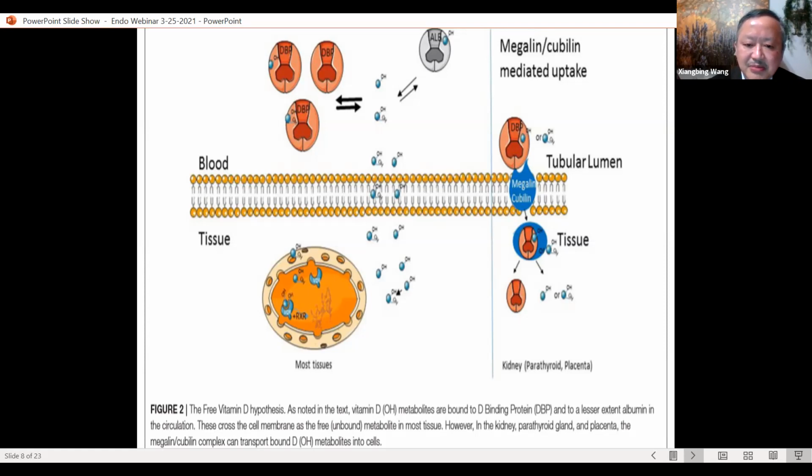So we see the vitamin D binding protein also helps deliver 25 vitamin D to the kidney and parathyroid tissue, to become 1,25 dihydroxy vitamin D.